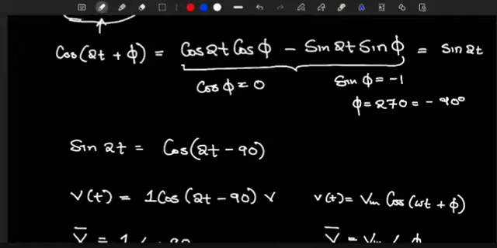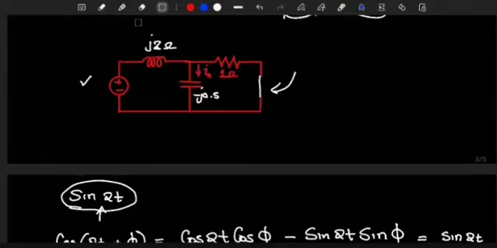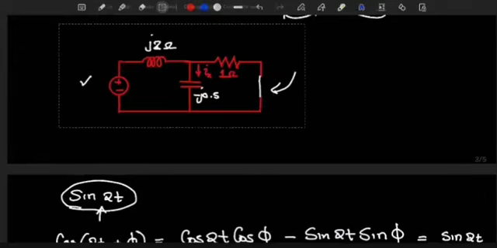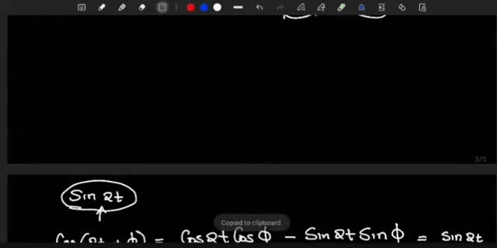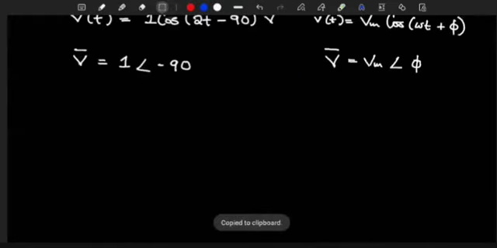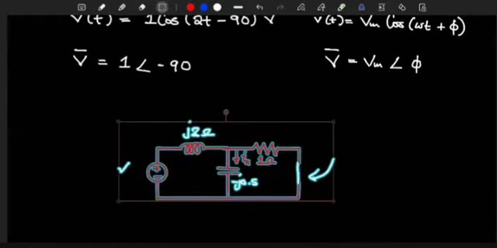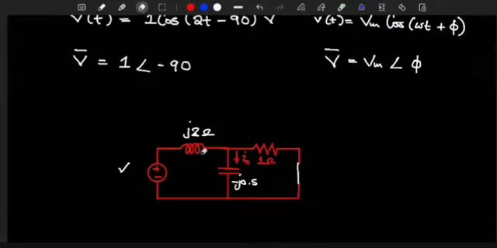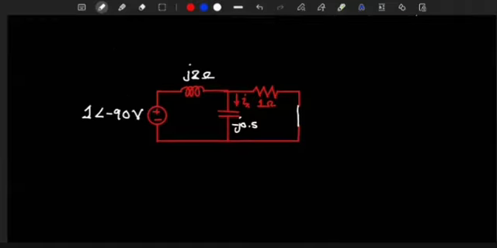So this source now becomes 1 phase minus 90 volts. So that is our circuit now complete. We have transformed our circuit into phasor form. Having transformed into phasor, we can now try to determine what Ix is.